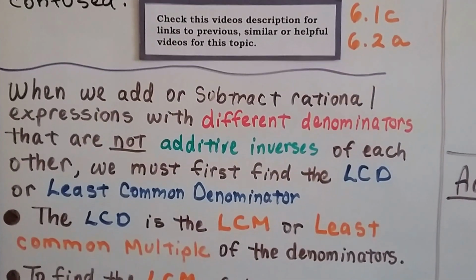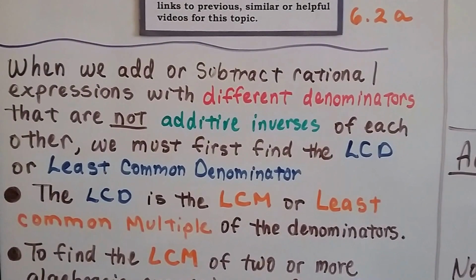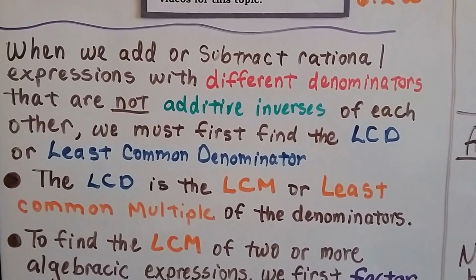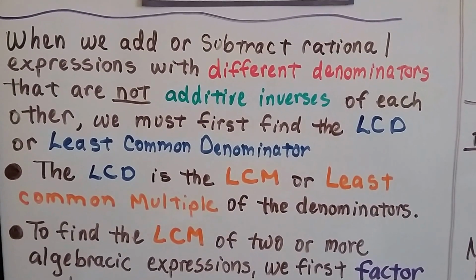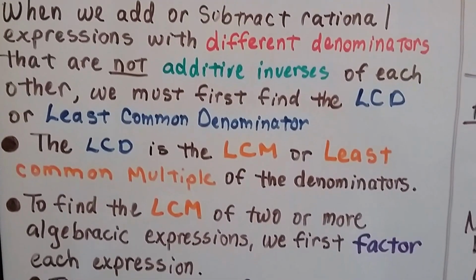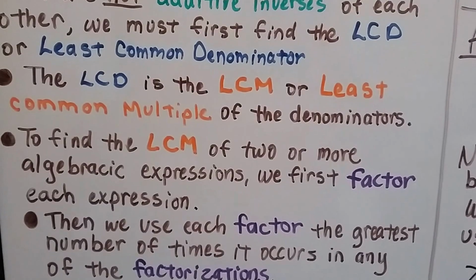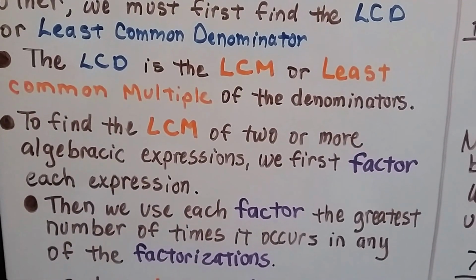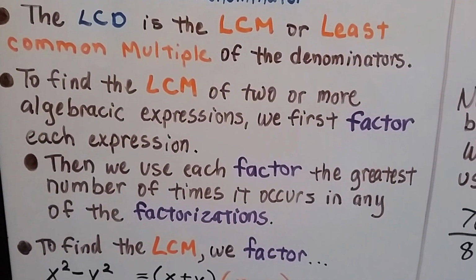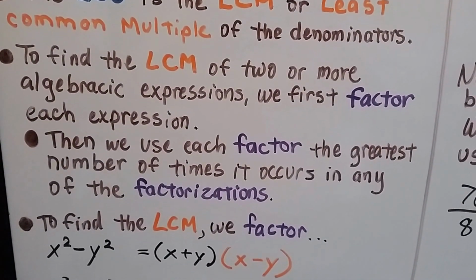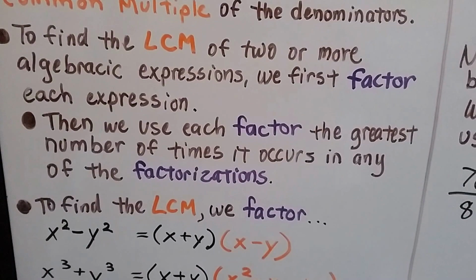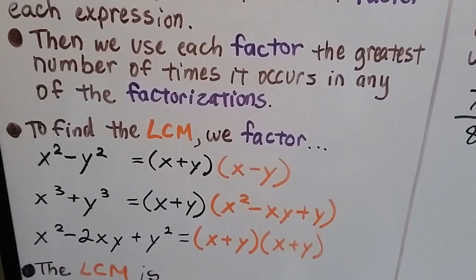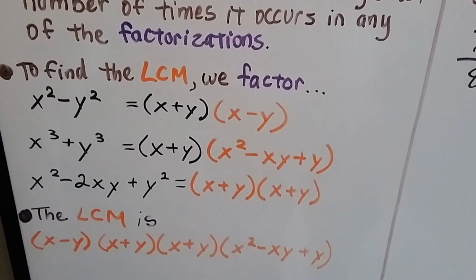When we add or subtract rational expressions with different denominators that are not additive inverses of each other, we must first find the LCD, that least common denominator. The LCD is the least common multiple of the denominators. It's the LCM. Now, to find that LCM of two or more algebraic expressions, we first factor each expression. Then we use each factor the greatest number of times it occurs in any of the factorizations.